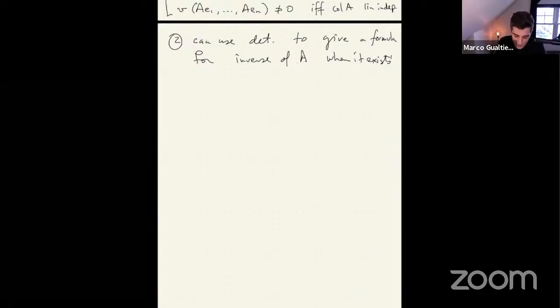Yeah, you can say there's a formula for A inverse, and it's given by 1 over the determinant of A times the so-called adjugate matrix of A. You can learn about this on your own, hopefully, or maybe in 247 he might do it. If not, you can ask him to do it.